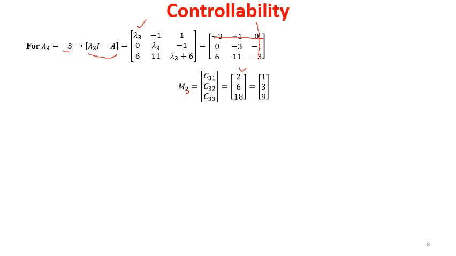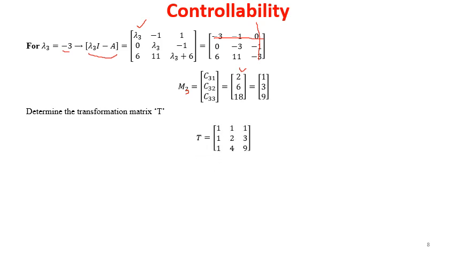Dividing throughout by 2, we get 1, 3 and 9. So these are the minor values for the different columns, that is C31, C32 and C33. Next, we have to find the transformation matrix T.